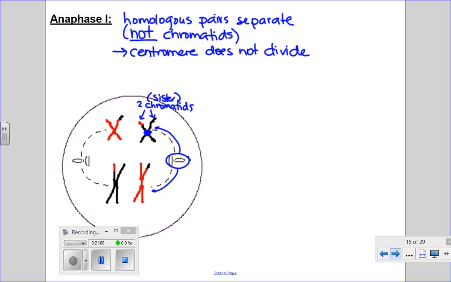So it's really important that you recognize that we are not pulling apart chromatids, the identical copies. We're pulling apart pairs. So we could say in this example, these are the two versions of chromosome number 1, let's say that the cell has, and these are the two versions of chromosome number 2. We are separating pairs of homologous chromosomes, but not the identical copies that were made.